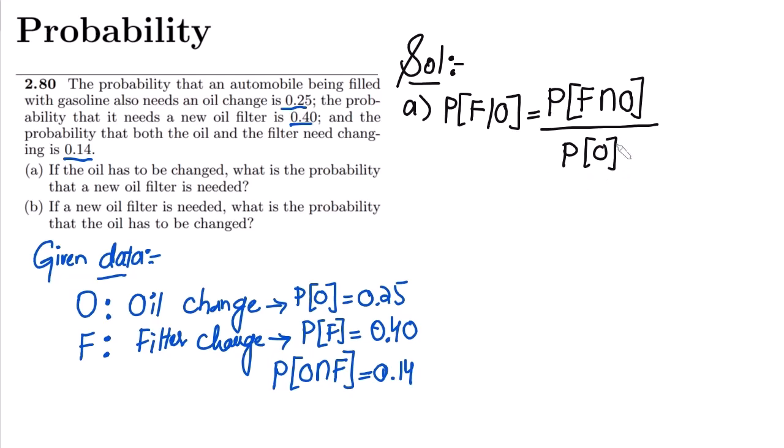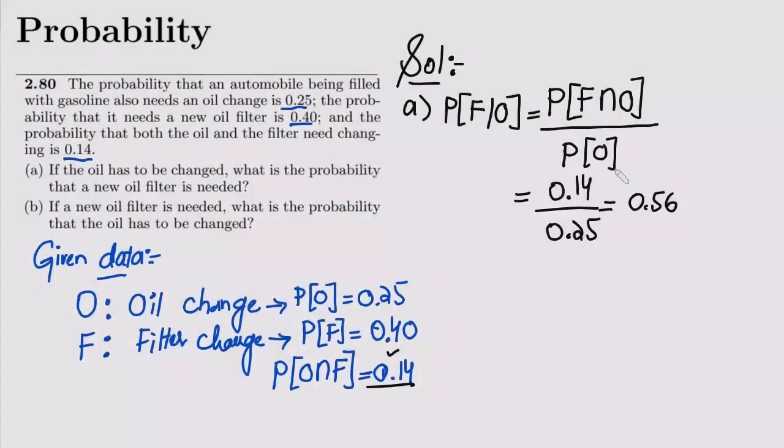All this data has been given to me, so let me put it here. This is already given, this is 0.14, divided by the probability of the oil change, this is 0.25. So calculating it, what I will get here is 0.56, and that is basically the probability of a filter change if oil has to be changed. So that is basically the probability of it.